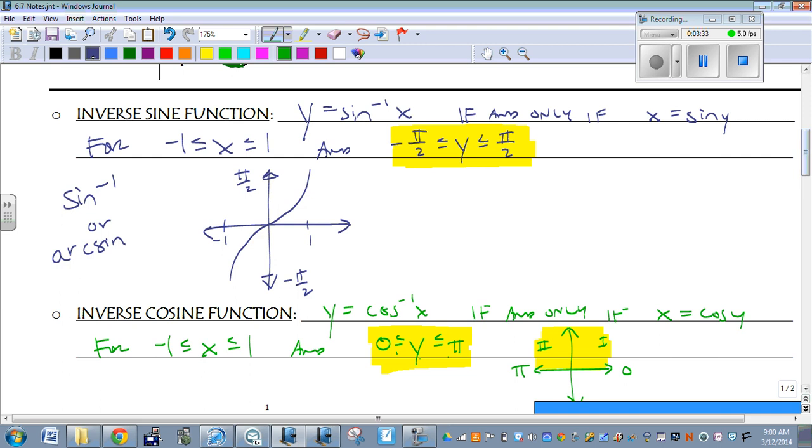Inverse sine, we're going from negative pi over 2 to pi over 2. That is the first and fourth quadrant. So our answers, if it's in the fourth quadrant here, it's going to be a negative angle. Remember, because it's going from negative pi over 2 to pi over 2. A lot of people have a tendency to write the positive angle, that coterminal angle, but it has to be between negative pi over 2 and pi over 2.